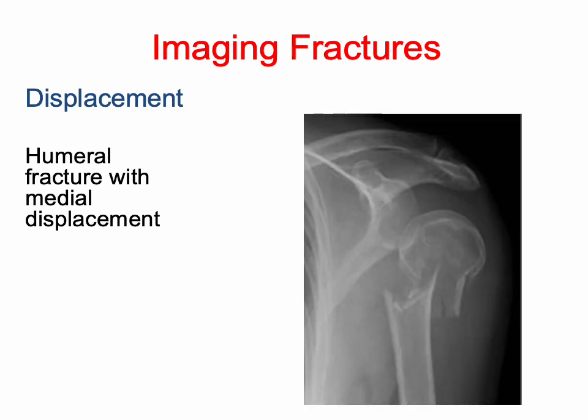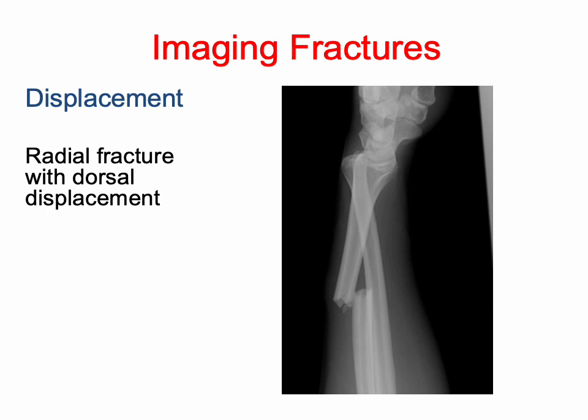This is a humeral neck fracture. This is an AP projection, so there is medial displacement of the distal fracture fragment. And this is a lateral projection, so this is a sort of mid-radius fracture with dorsal displacement, this being the dorsal surface and the palmar surface or volar surface here.